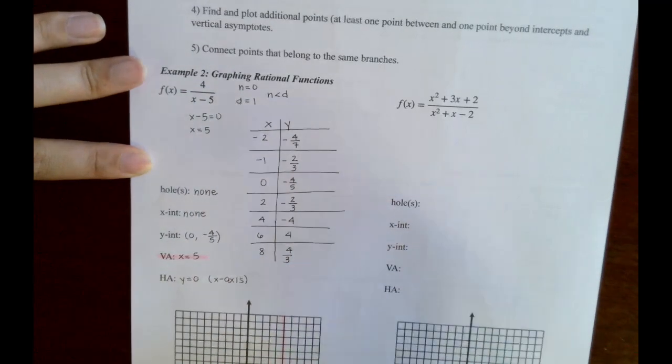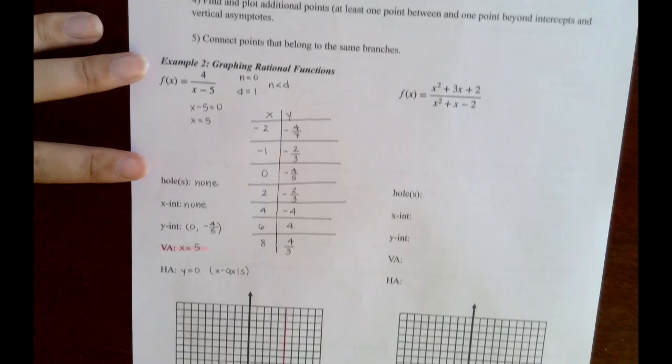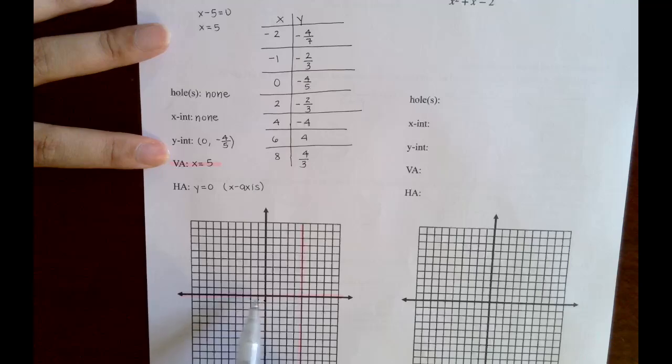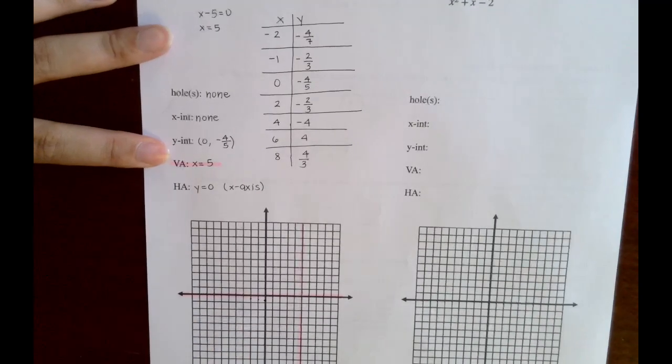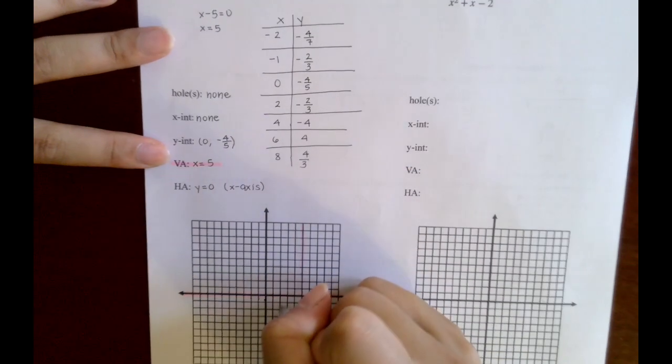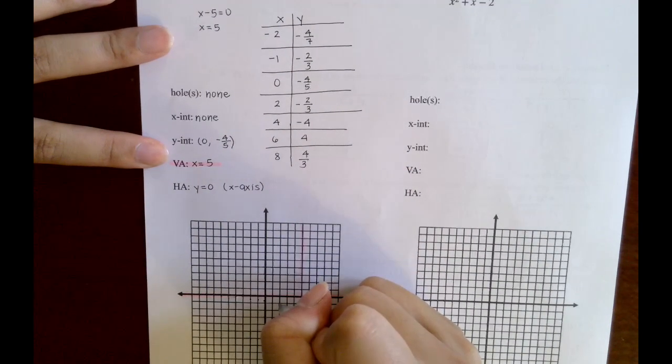Then we're just going to see what we get. So I have negative 2, negative 4/7, so that's about here. Negative 2/3. I really don't need to do any more because it's just going to get closer and closer to this, but not touch it. Now I'm going to do 2, negative 2/3, so that's about here. That's weird. It went back up again.